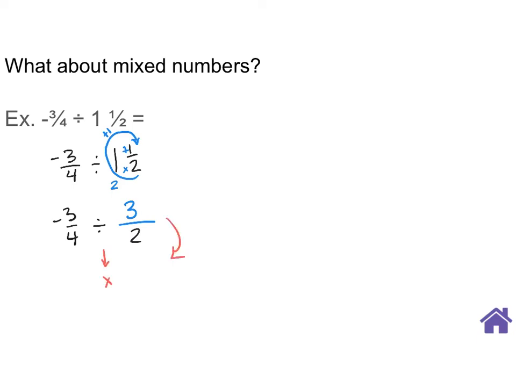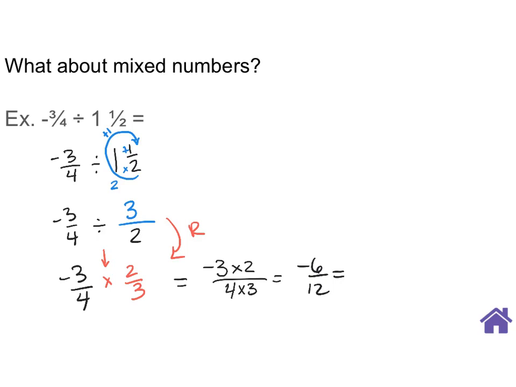Now I can go ahead and multiply by the reciprocal. The reciprocal of this would be 2/3, and I'm going to multiply that by -3/4. Well, -3 times 2, and then I have 4 times 3 on the bottom, so I get -6/12. To simplify that, I would just divide by 6 on the top and the bottom, and I get -1/2. That's it for dividing fractions with mixed numbers.